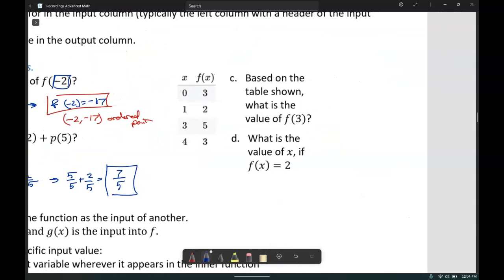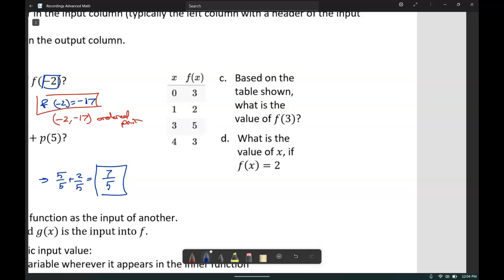Now, if we look at our table here, we want to identify the value of f of 3. So this is our x value. So we look at our chart and see when x equals 3. When x equals 3, f of x equals 5. So f of 3 equals 5. We can also go in the other direction and say, well, what is the value of x when f of x equals 2? So we look at the f of x column and we say, okay, well, when f of x equals 2, x has to equal 1. So x equals 1.